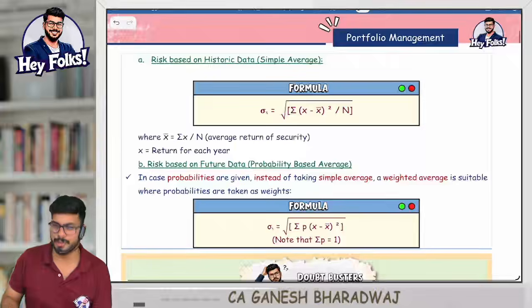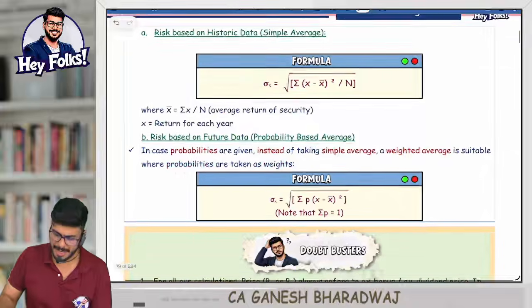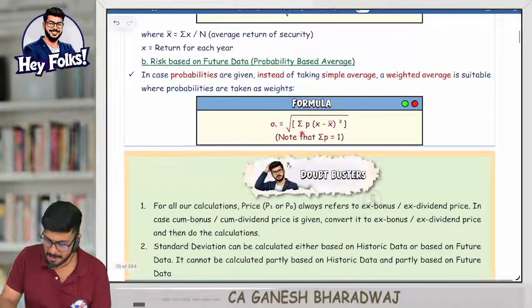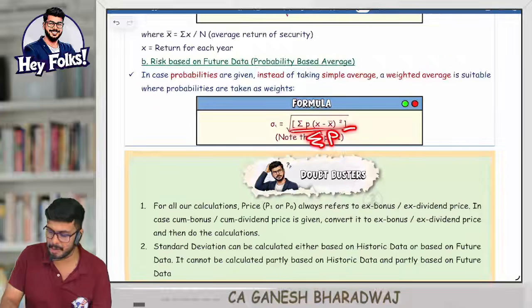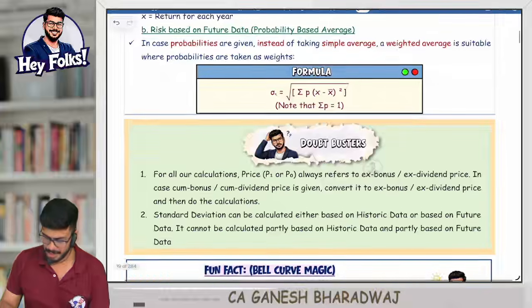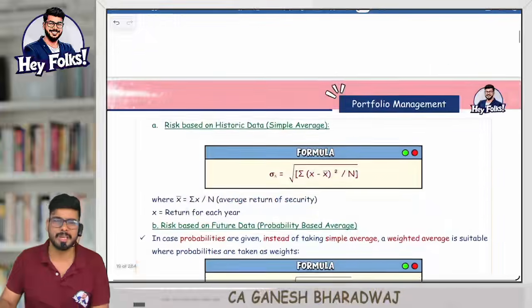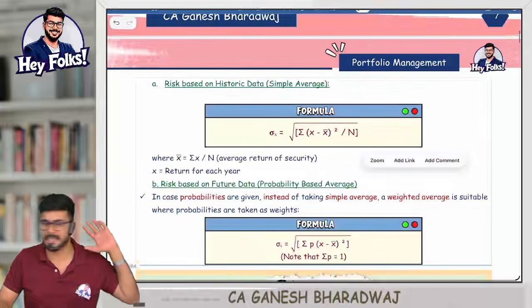So single security risk we saw in the case of simple average. So the total column, that is sigma x minus x bar the whole square divided by n. Guys, that's what we did. And in case of weighted average, what will you do? Sigma probability into x minus x bar the whole square, ideally divided by sigma probability, but this is equal to 1, hence it's not required. Are you all able to understand? Any problem, any issues? Guys, clear? These doubt busters, I'll come to later as we do a numerical problem. Is this clear, guys? Right?